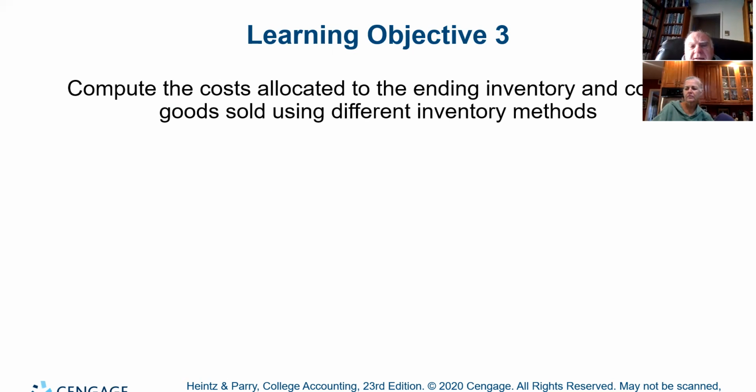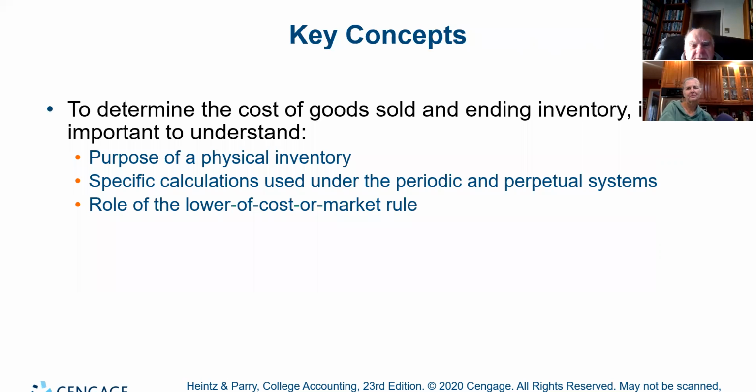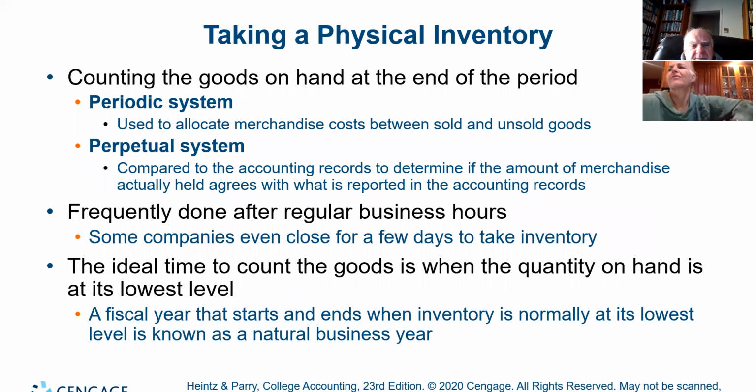Compute the costs allocated to the ending inventory and the cost of goods sold using different inventory methods. To determine the cost of goods sold, we need to know the purpose of a physical inventory. I think we know that: to find out what's out there. Special calculations used under the periodic and perpetual system and the rule of lower of cost or market. Okay, let's take a deep breath and see what they're talking about.